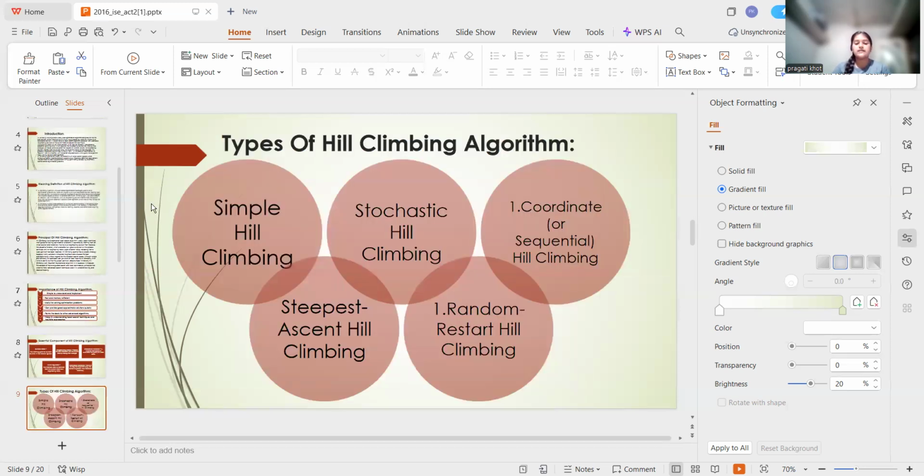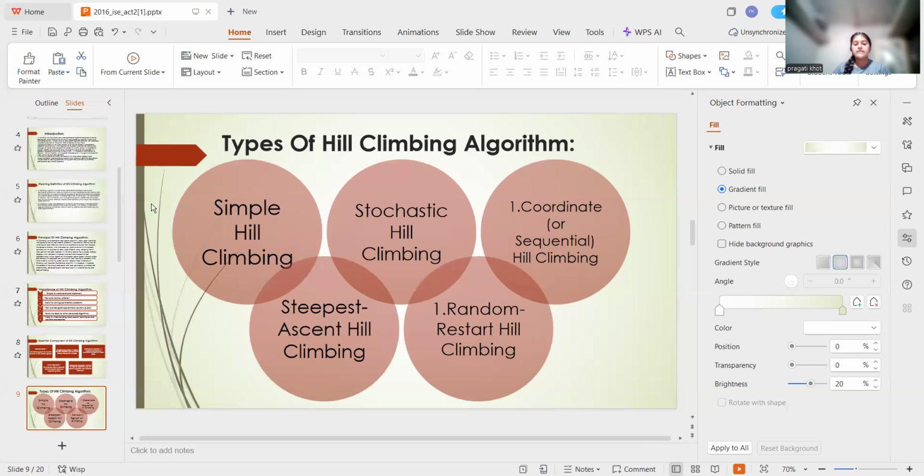So the next slide is the types of hill climbing algorithm. There are six types of the algorithm. The first one is the simple hill climbing algorithm. It moves to the first better neighbor it finds. The second point is that it does not backtrack and can get stuck at a local optimum. Its advantage is that it is simple and fast, and its disadvantage is that it may miss the global optimum.